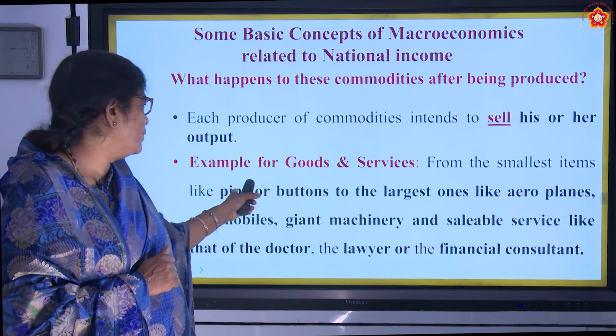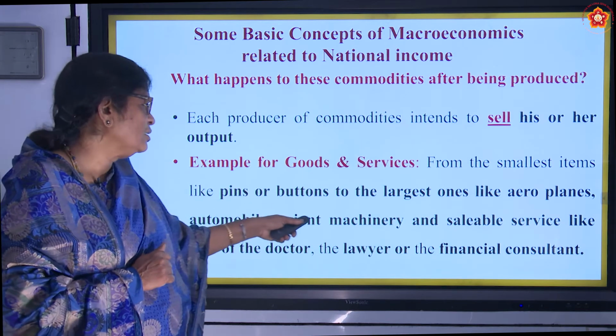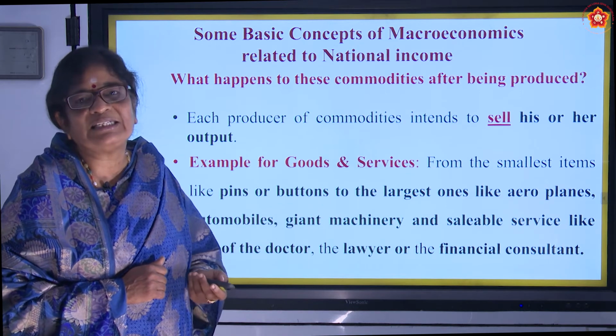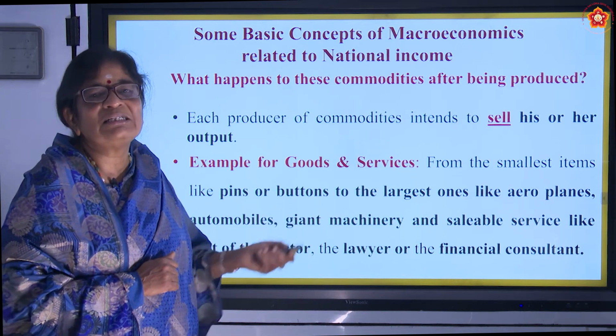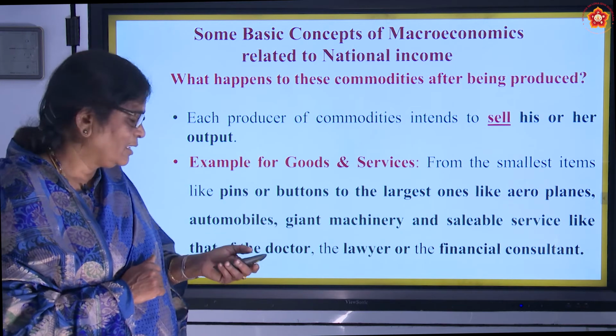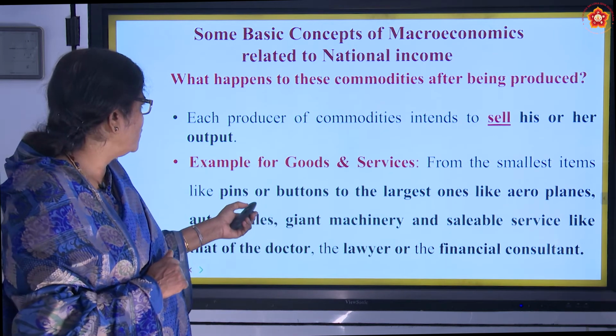For example, pins to buttons, the largest ones, aeroplanes, automobiles, giant machineries, and the other saleable services like doctors, professionals, teachers, all the consultancies, all are sold and income is earned. I hope you understood how income is generated. I hope you are clear.